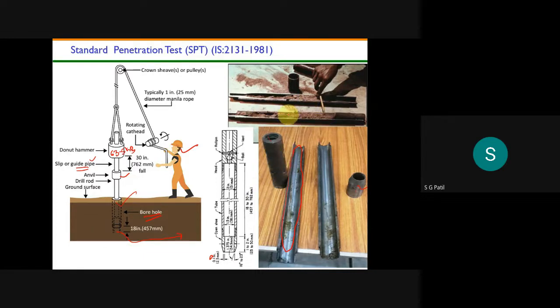So what are the dimensions of this split spoon sampler? As you can see here, the inside diameter is around 38 mm, the outside diameter is around 51 mm, and the length will be around 762 mm.